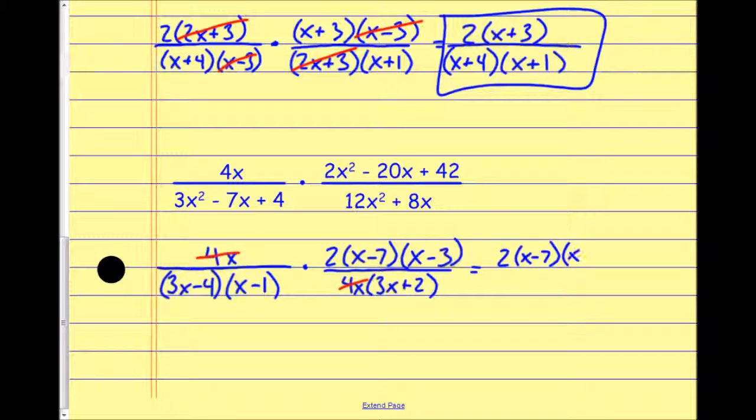Down here, I've got the 3x minus 4. I've got the x minus 1. And I've got the 3x plus 2. And it's okay that more didn't cancel. Sometimes that's just the way it goes. Factor everything completely. Cancel out any greatest common factors in numerator and denominator. And then write your answer in factored form. Okay?